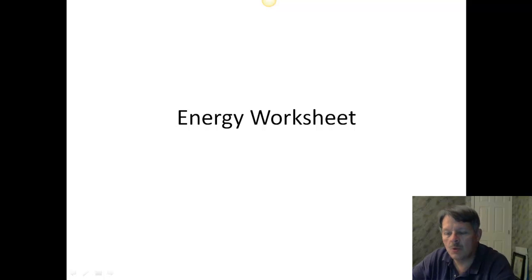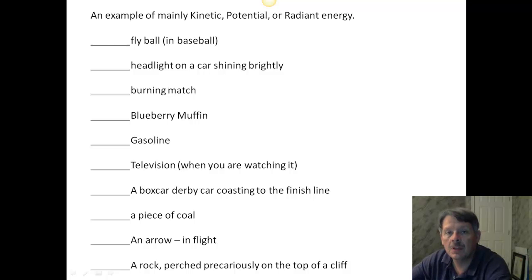Another one of those really short worksheets, this one on energy. Example of kinetic, potential, or radiant. You have to remember what the things are. Kinetic is energy of motion. So if I see something in motion, it's going to be kinetic.